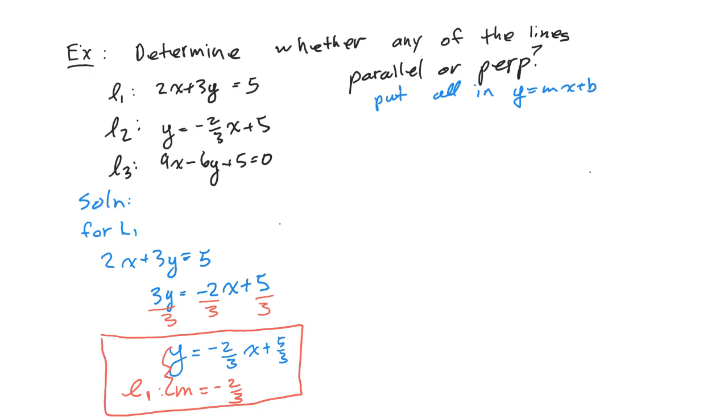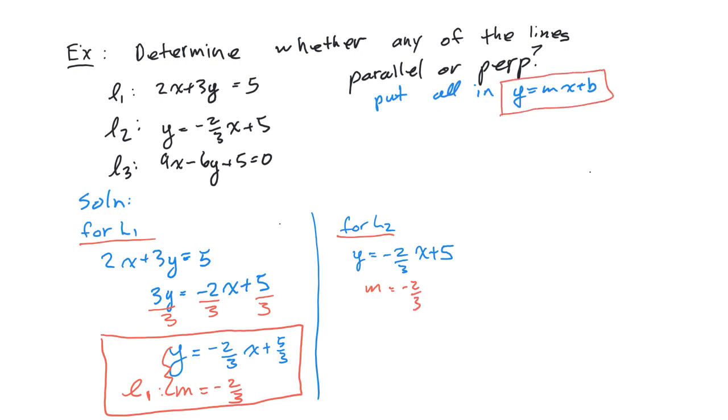So now let's do the same for L2. We start with y is equal to negative 2 over 3x plus 5. Oh, wow. What's the slope? The slope is negative 2 over 3 if we compare it to our original equation for a line, y is equal to mx plus b. All right, so that is all for L2. So now let's go and check L3.